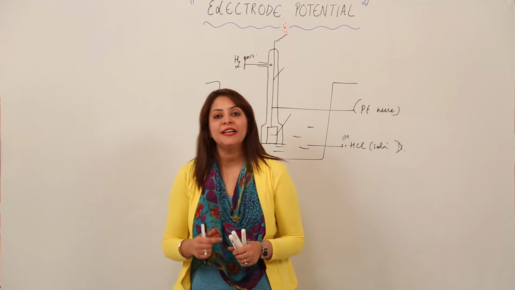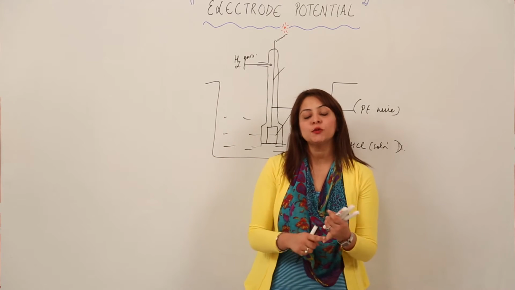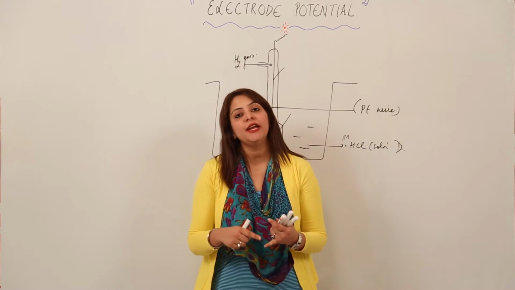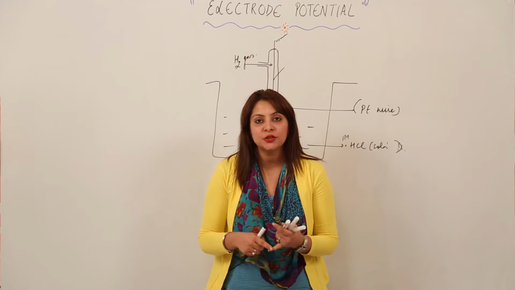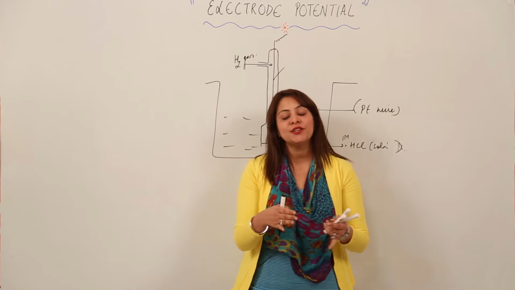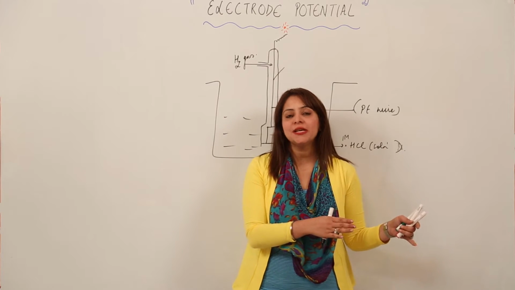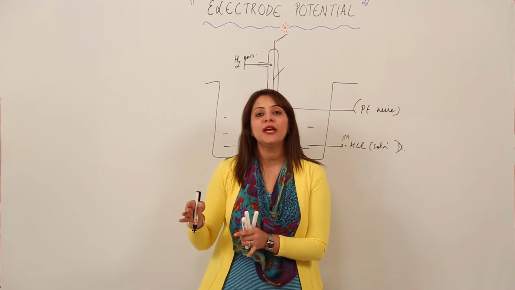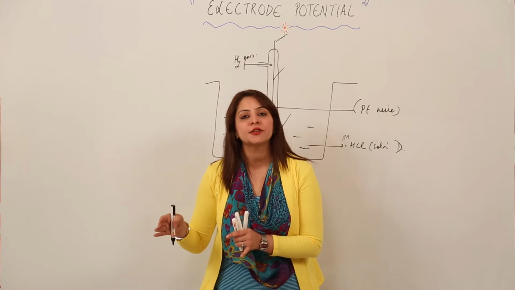As you are familiar with the electrode potential now, you know that the tendency of an electrode to gain or lose electrons is electrode potential, right? The one which has a tendency to lose is the oxidation electrode potential, and the other which has a tendency to gain electrons is the reduction electrode potential.